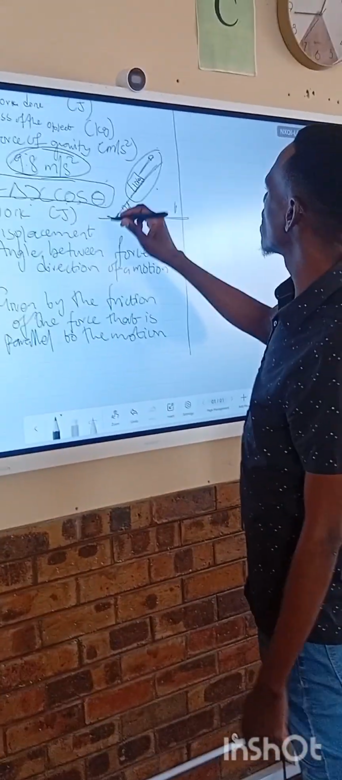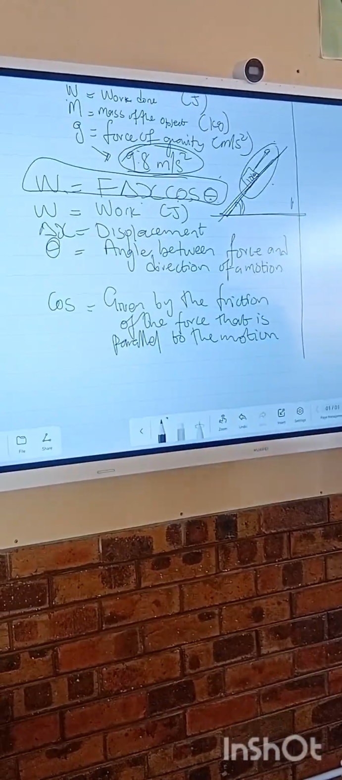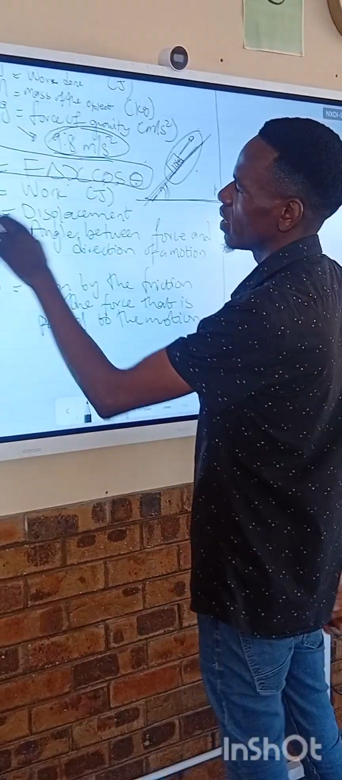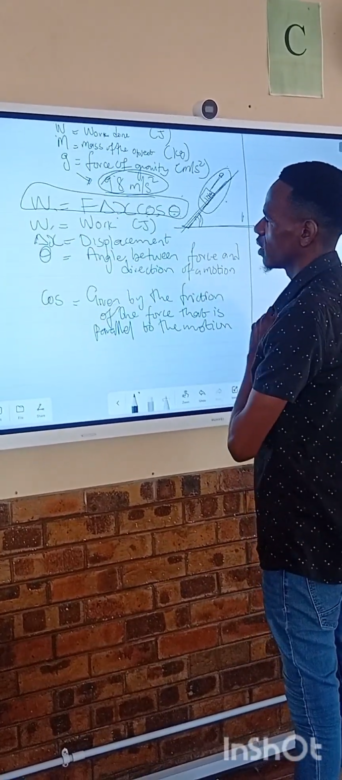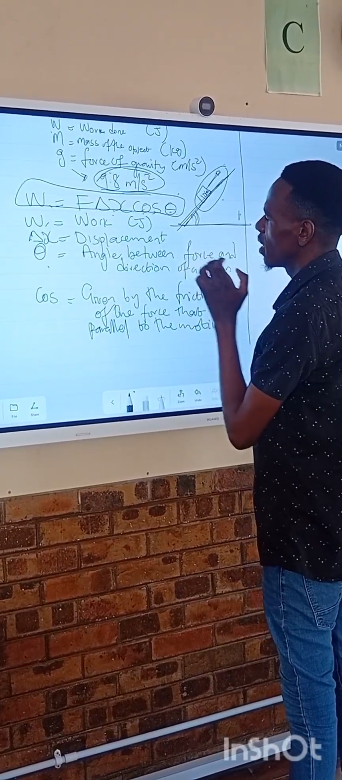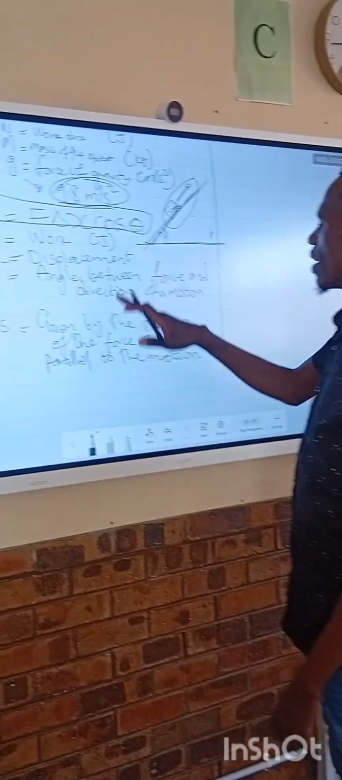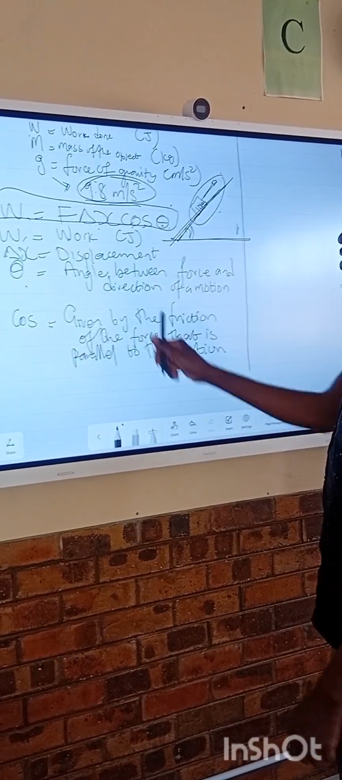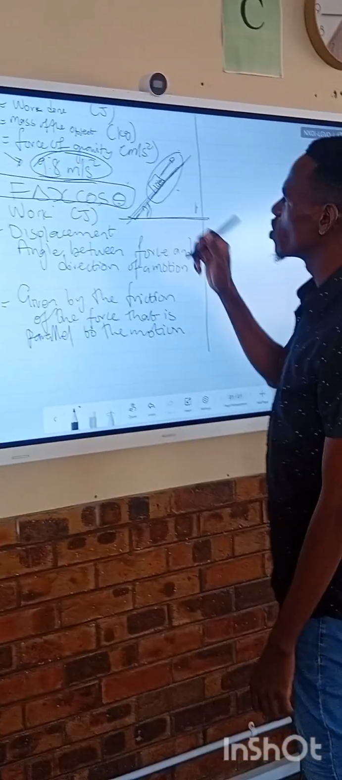The box here is placed in an inclined position, that's why we now have the angle. W represents the work done, delta x represents the displacement, and theta represents the angle between the direction of the force and the direction of the motion. The cos is given by the fraction of the force that is parallel to the motion.